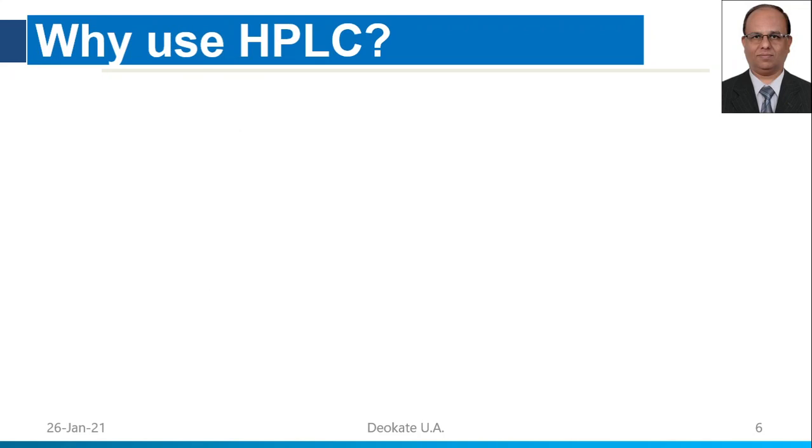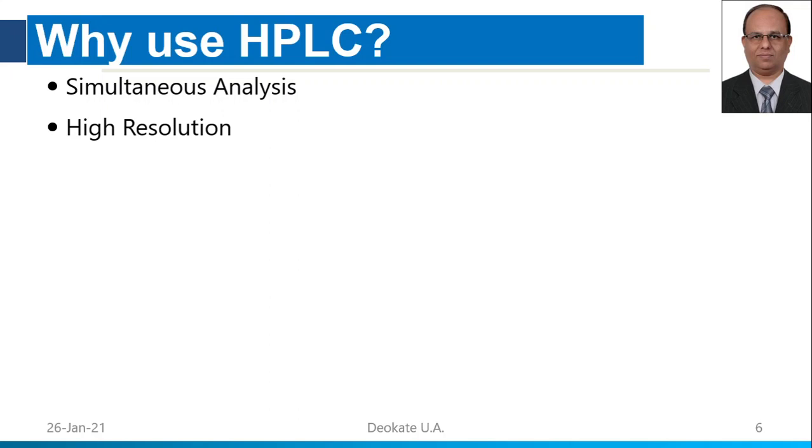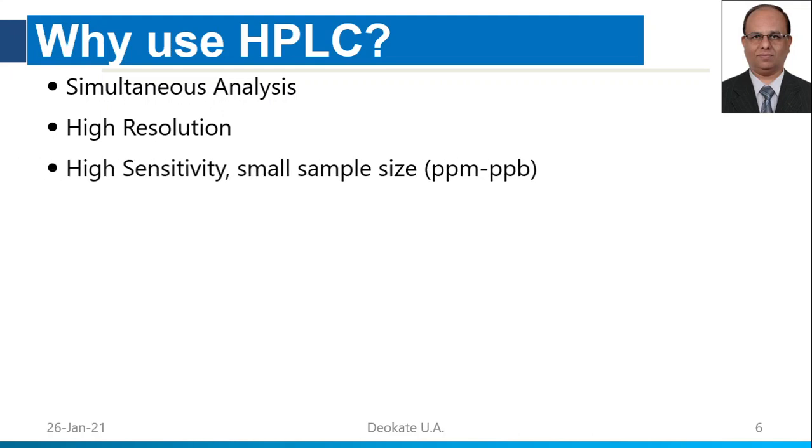So why use HPLC? It is used for simultaneous analysis. Simultaneous analysis means keeping two or more substances together, we can analyze by using HPLC. It is having high resolution again as compared to other techniques. The separation is more efficient and good separation we get. It is having high sensitivity. Small sample size up to ppm or ppb can be handled with HPLC. It is having good repeatability.